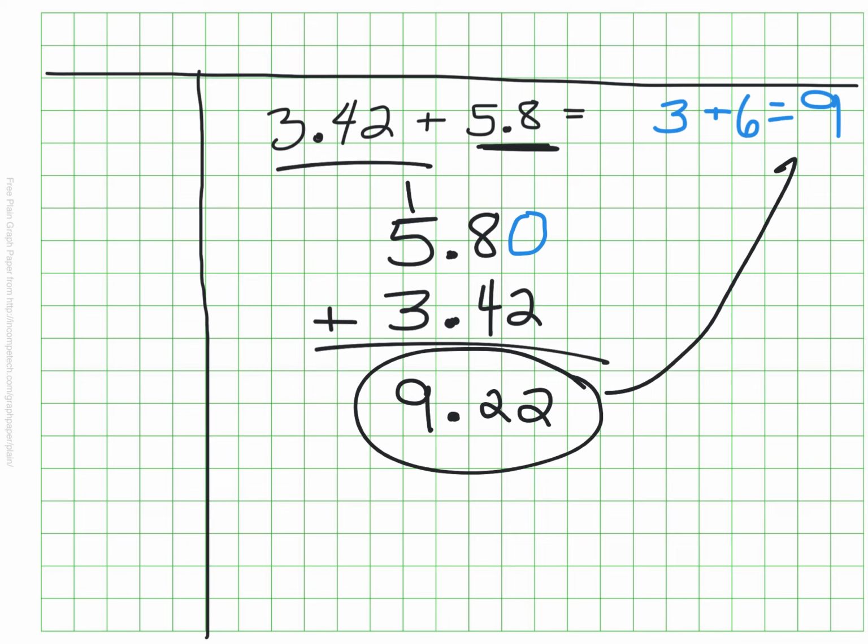And that's pretty good. That's close to what my estimate was. If I had lined this up incorrectly, I might have gotten something completely off base, far from 9, and that would have been a good indicator that I had made a mistake somewhere along the way.